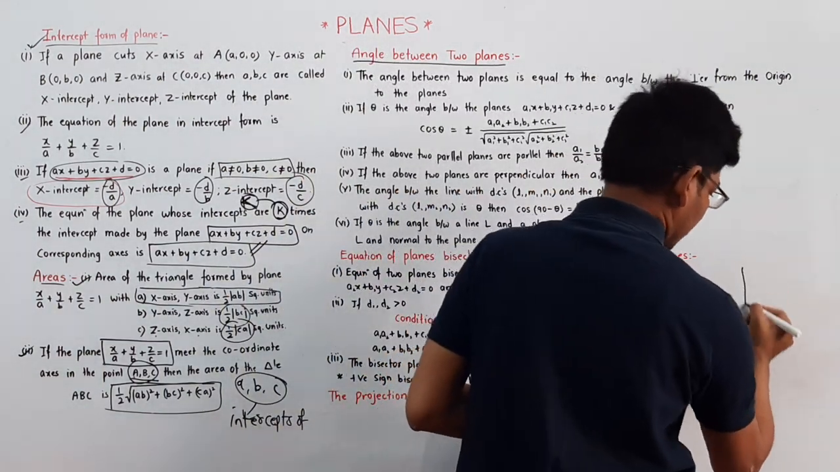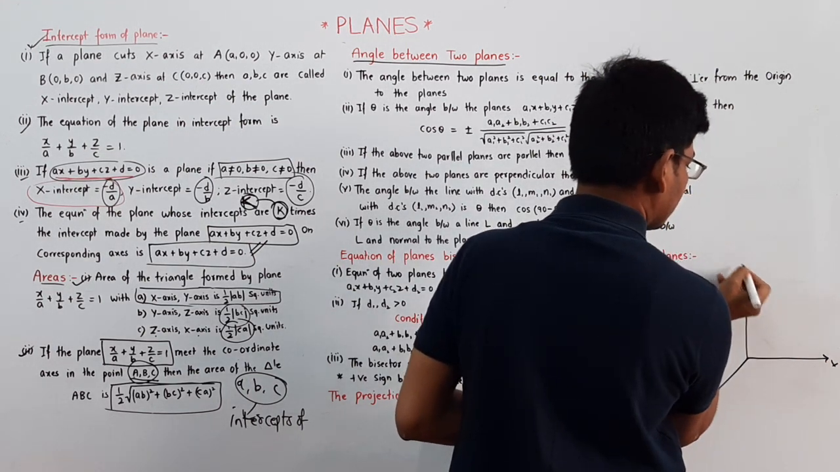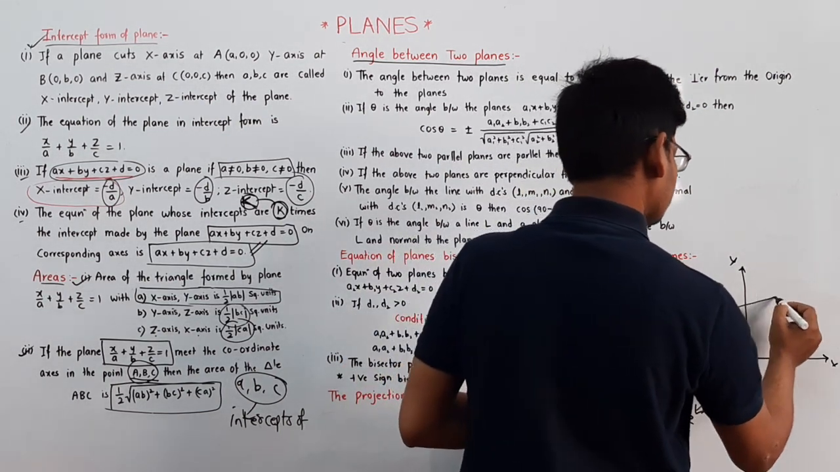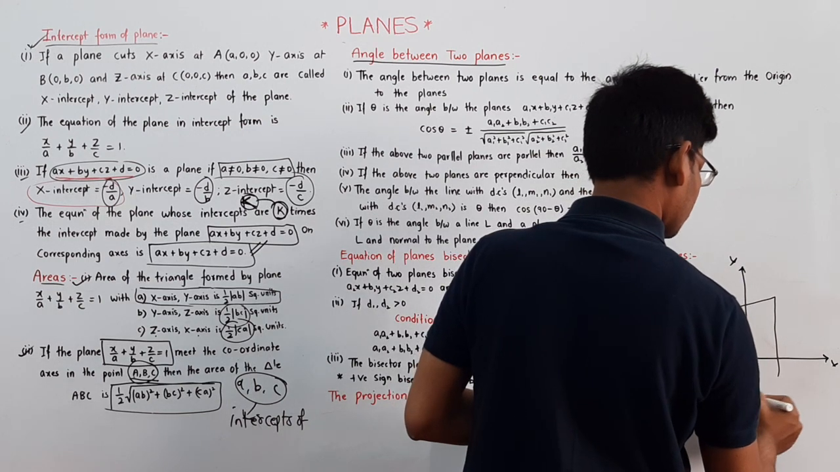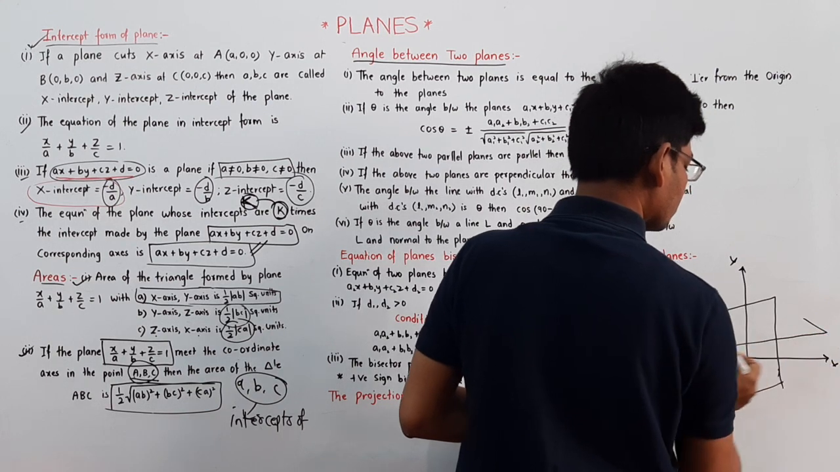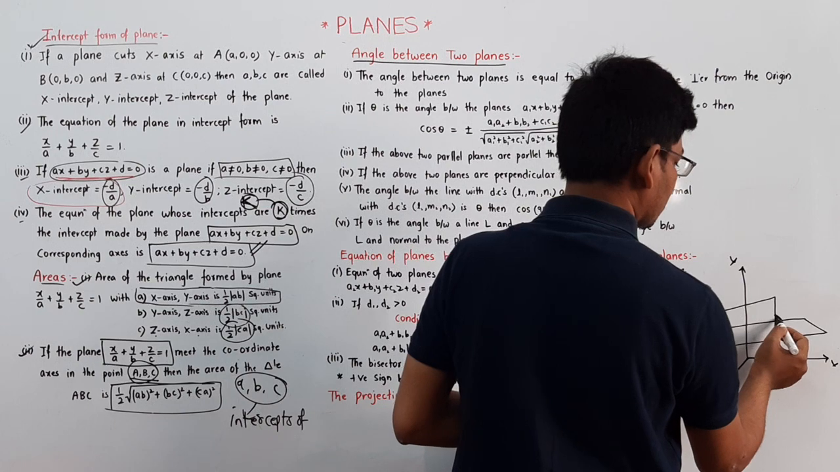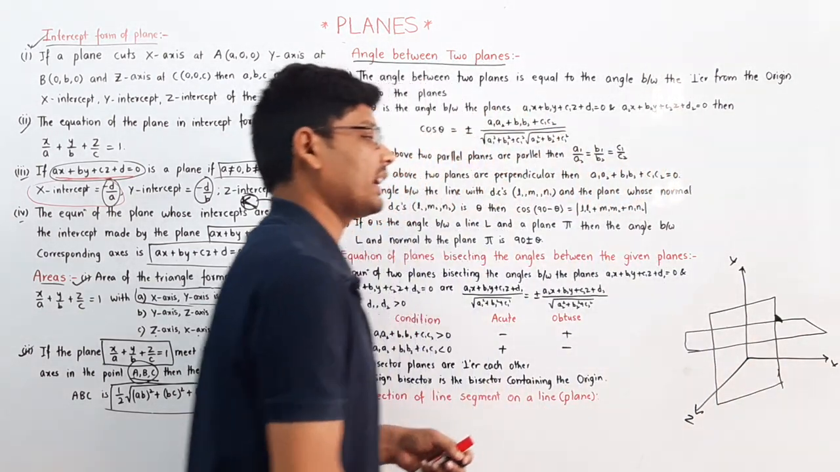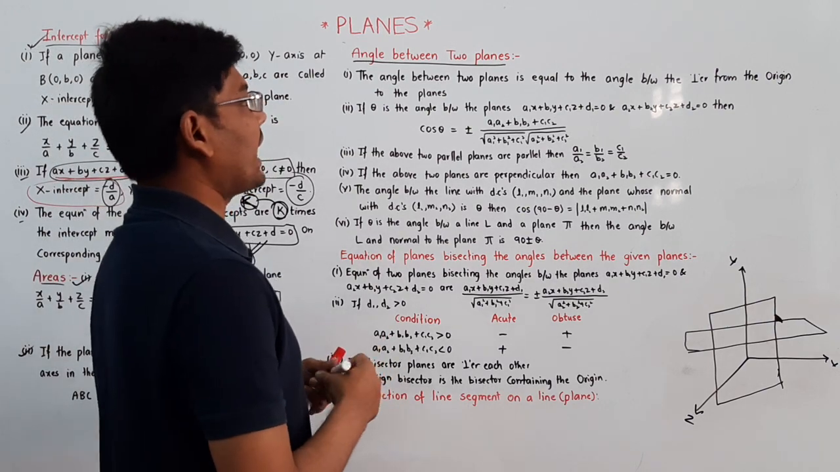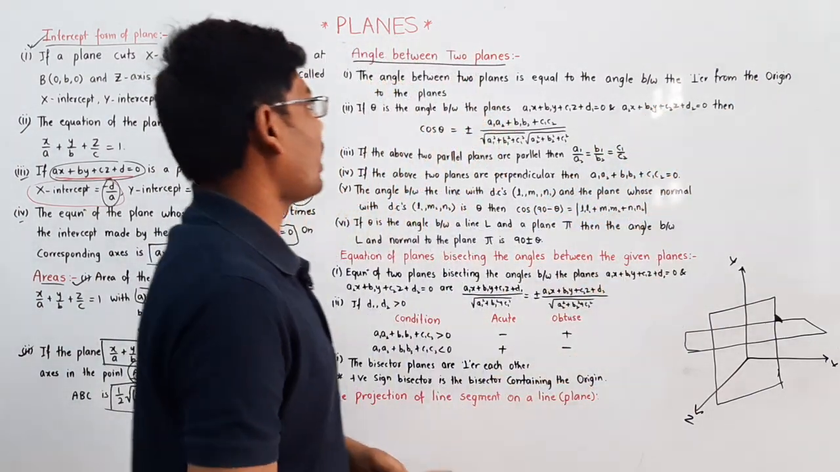So for example, I am taking this as x, this as y and this as z axis, and I am taking a plane here. This is a plane. Now if you take one more plane here, we are going to discuss the angle between these two planes. The first point: the angle between two planes is equal to the angle between perpendiculars from the origin to the planes.